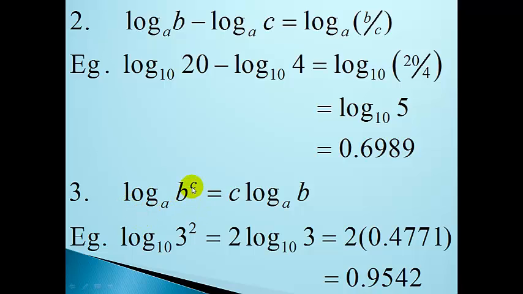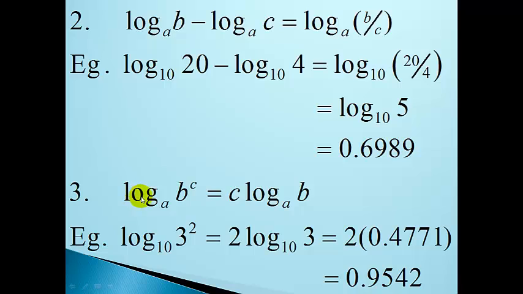Log b exponent c to the base a is equal to c log b to the base a. That is, if you have the log of a number raised to an exponent, the exponent can take its position before the logarithm. That is why, instead of c being an exponent of b, it is now multiplying log b to the base a. So according to the third law, log b raised to the power c, the base of the log is a.